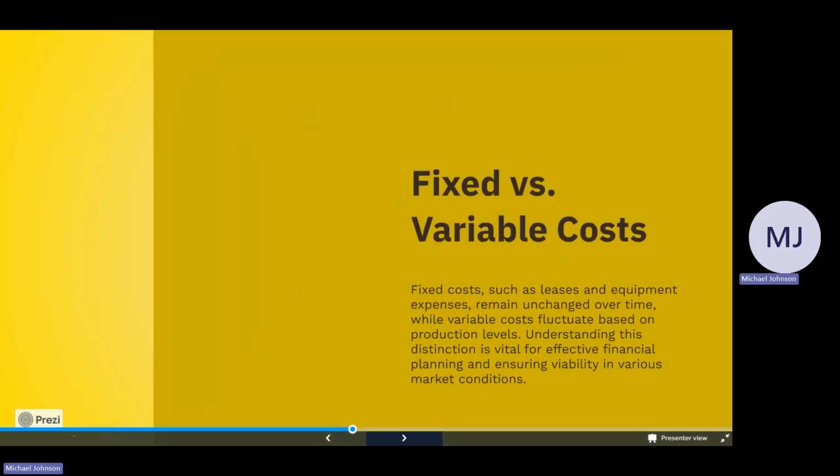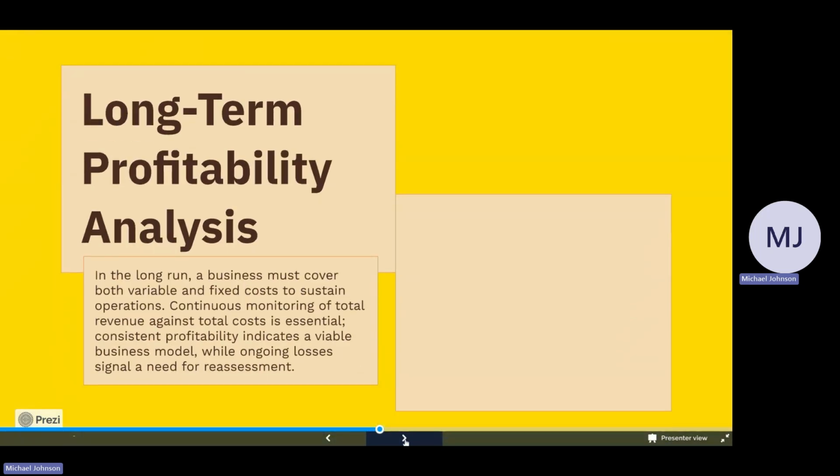Fixed versus variable costs. Fixed costs such as leases and equipment expenses remain unchanged over time, while variable costs fluctuate based on production levels. Understanding this distinction is vital for effective financial planning and ensuring viability in various market conditions.